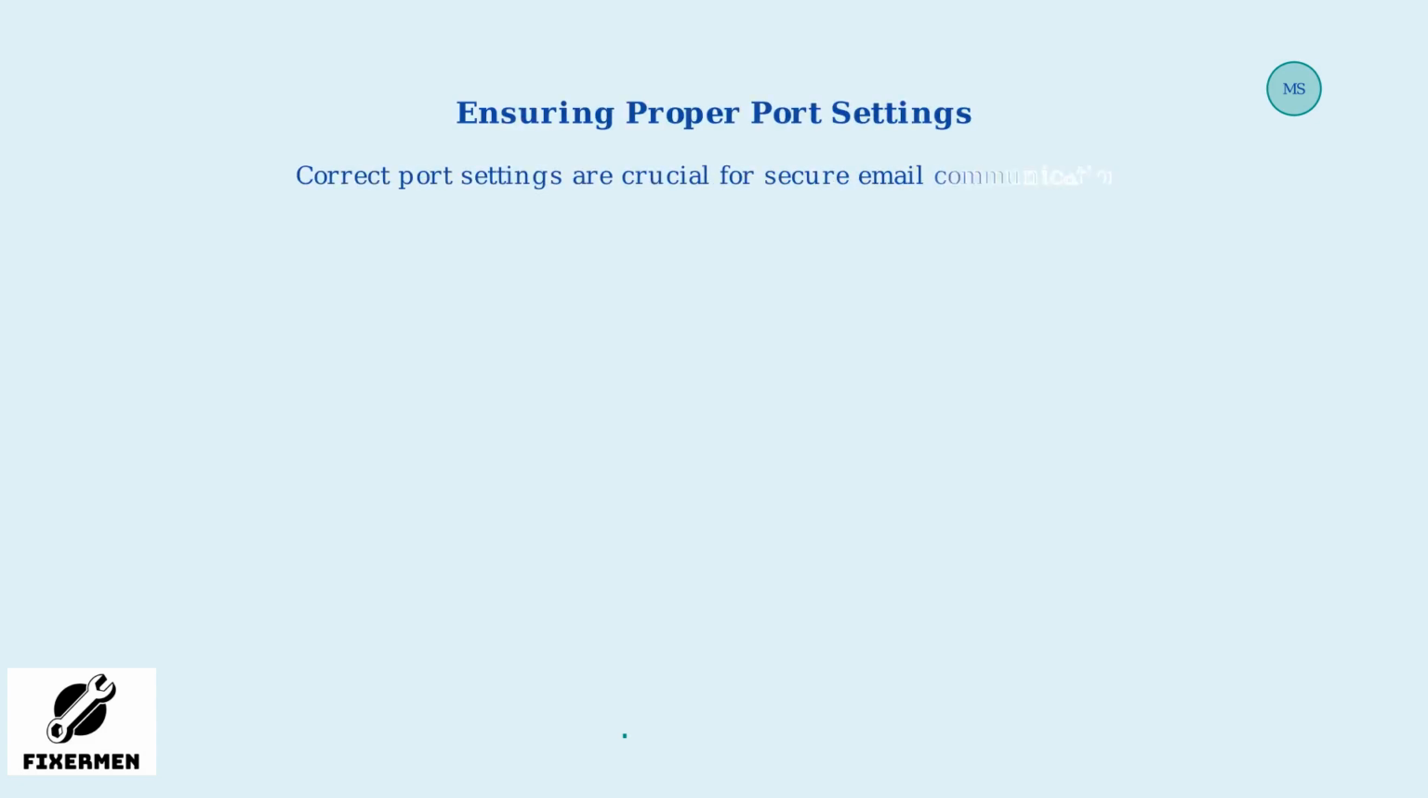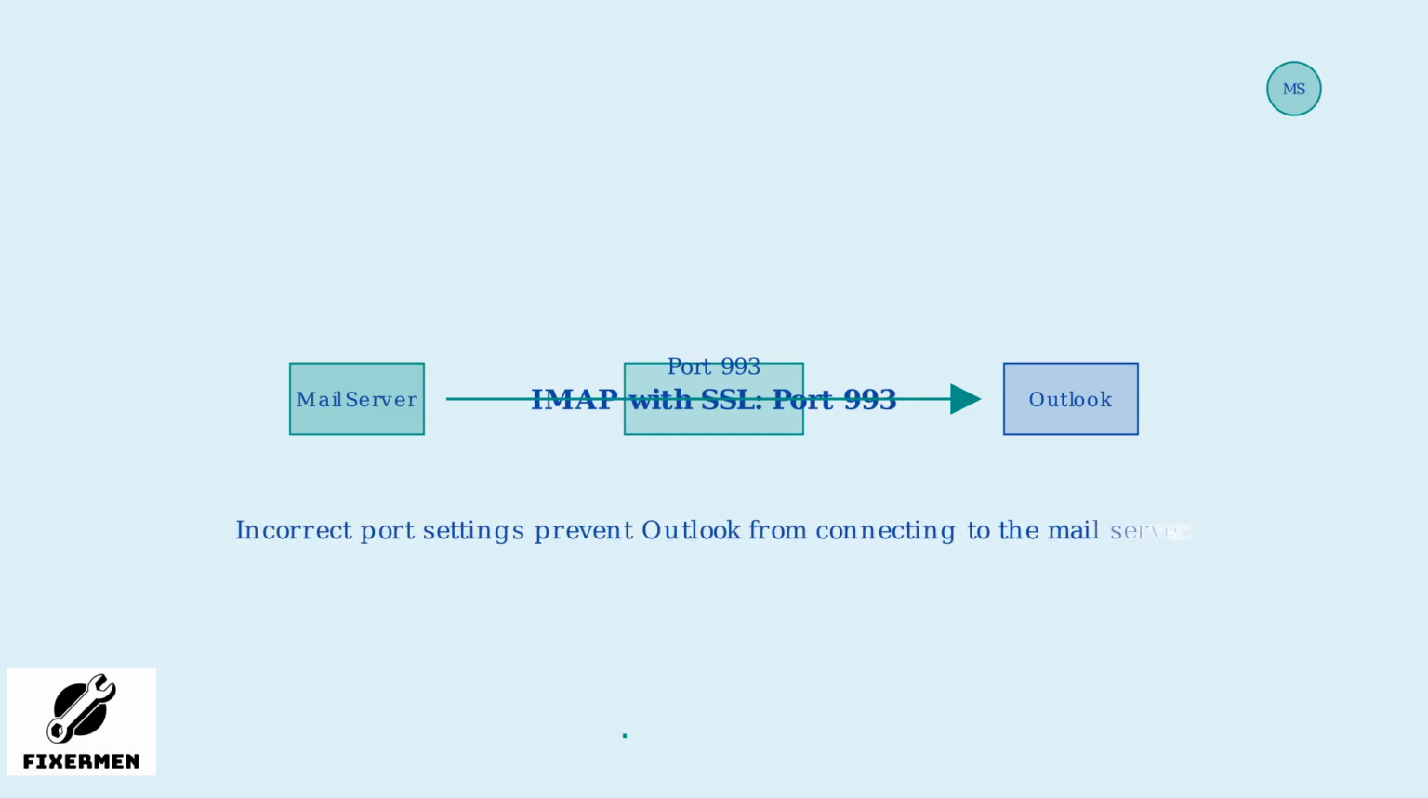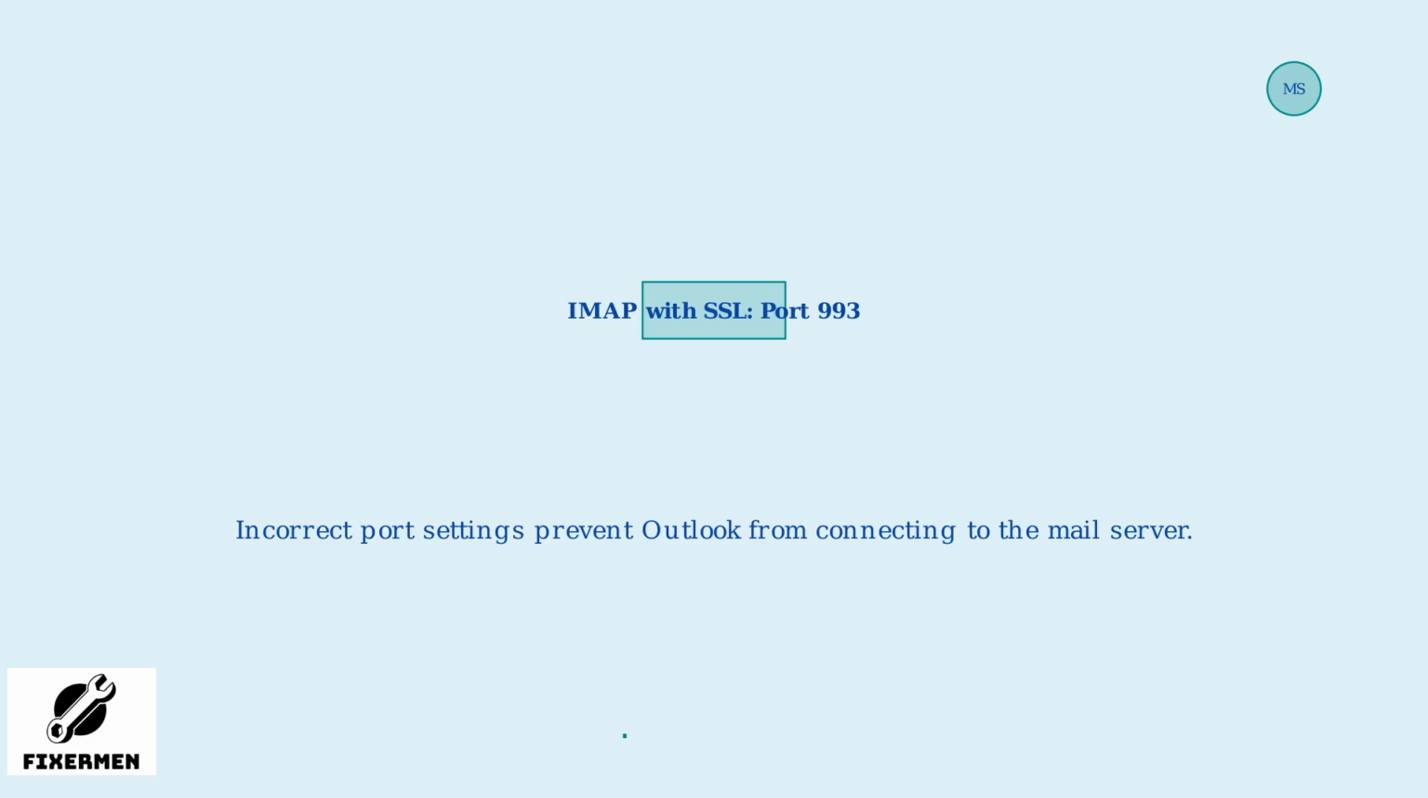Correct port settings are crucial for secure email communication. For IMAP with SSL, the standard port is 993. This port ensures encrypted connections between Outlook and your mail server. Let's visualize how this works. The mail server communicates with Outlook through port 993 for IMAP with SSL encryption. Incorrect port settings will prevent Outlook from connecting to the mail server, blocking email downloads. To fix this, verify that your account settings in Outlook have the correct port numbers specified.